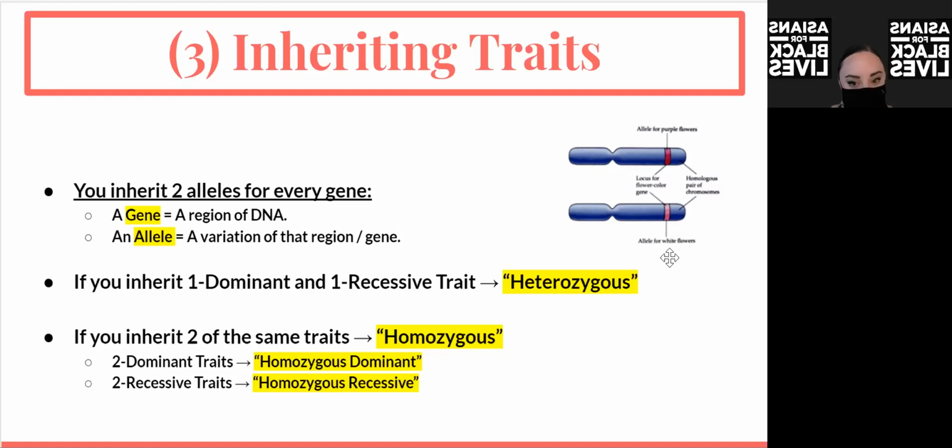When you inherit these traits, then, you either are inheriting 2 dominant variations, 2 recessive variations, or a dominant and recessive variation. If you inherit 1 dominant and 1 recessive variation, we consider you to be heterozygous. If you inherit 2 of the same traits, you're homozygous. So 2 dominant traits would be homozygous dominant, and 2 recessive traits would be homozygous recessive.